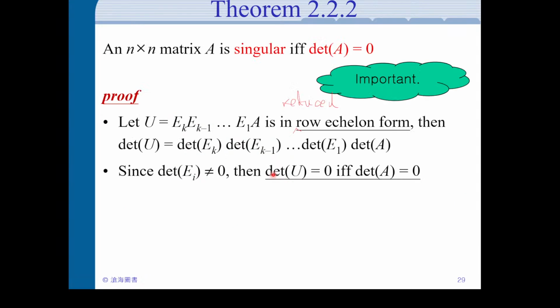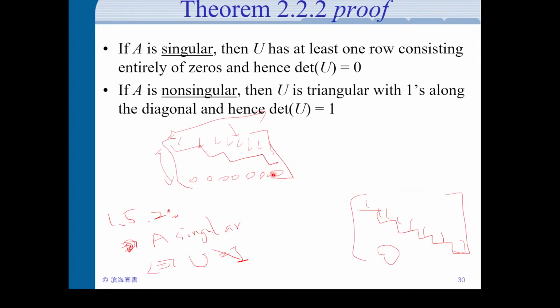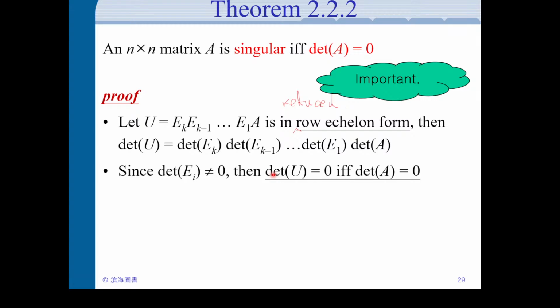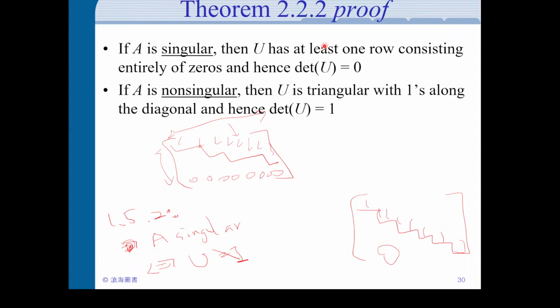Okay. So this is theorem 1.2.2. So anyway, I guess the result is a bit more important than the proof. The result you should really memorize. The result is that matrix A is singular if and only if its determinant is 0. Okay.